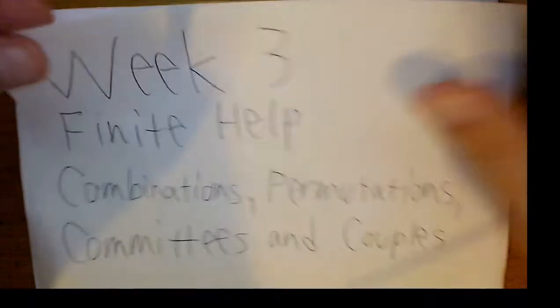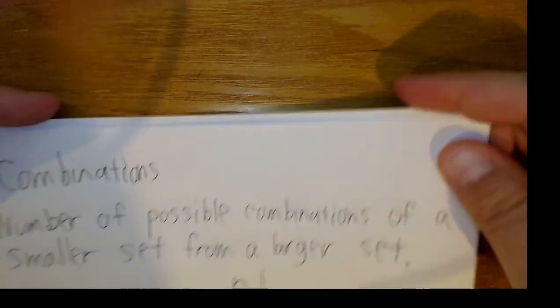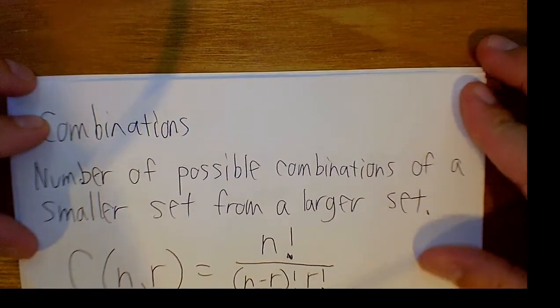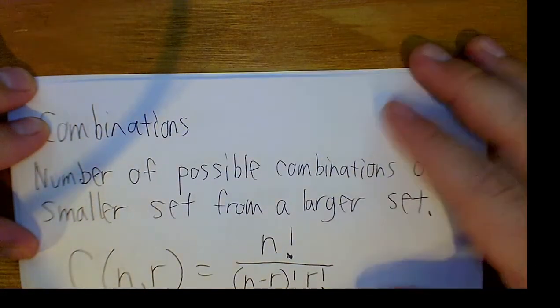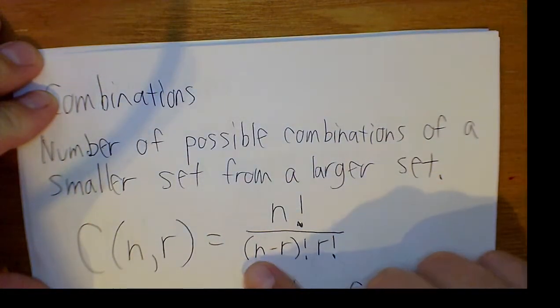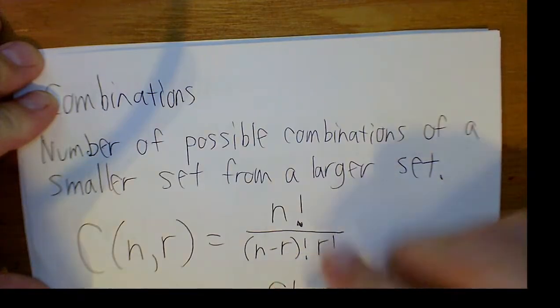Today we're going to be talking about combinations, permutations, committees, and couples. Some big words. So first off, let's talk about combinations. What is a combination? It's basically a mathematical way of calculating the number of possible combinations of a smaller set from a larger set. Here's the equation: n factorial over (n minus r) factorial times r factorial.